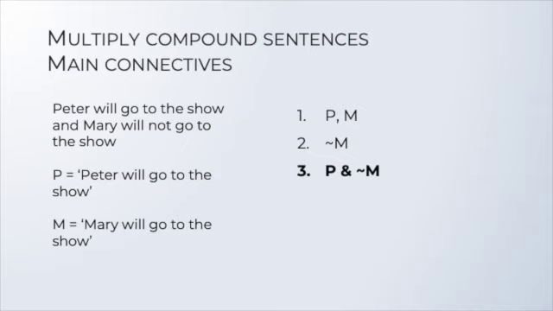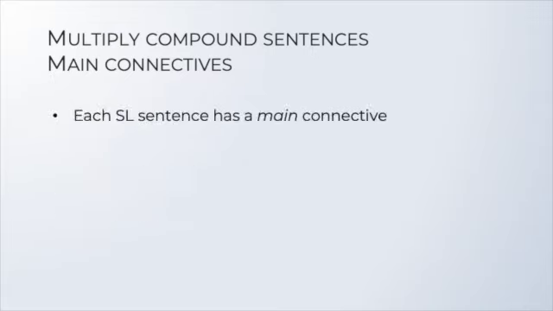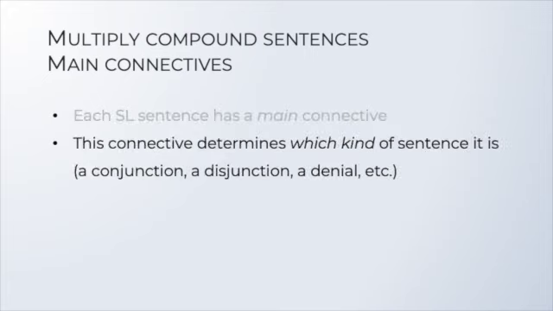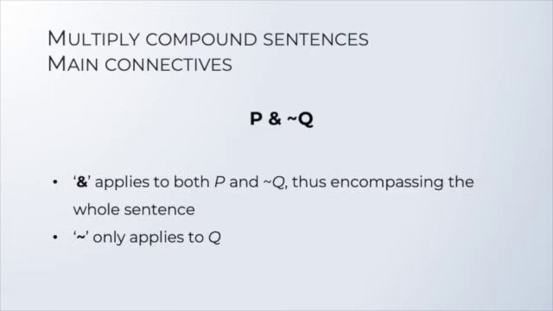Notice that although there are two operators here, they don't have the same status, as it were. In fact, each SL sentence has a main connective. This is the connective that determines which kind of sentence it is, whether a negation, a conjunction, a disjunction, or what have you. So, although our sentence has an ampersand and a tilde, the main connective is the ampersand, since this sentence is best described as a conjunction.